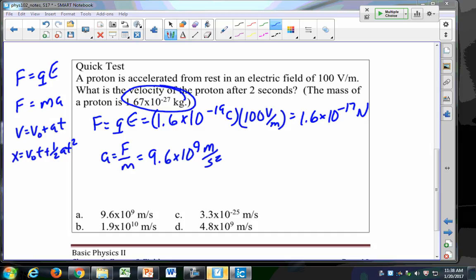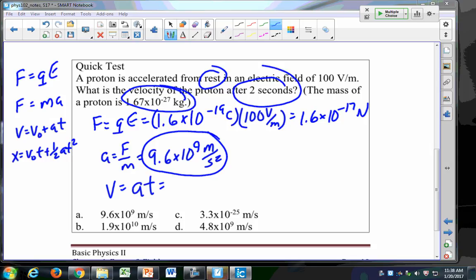And then I find the velocity, which is what I'm asking for. v naught is 0, and so it's just a times t, which is this acceleration times this time, which is b. 1.9 times 10 to the 10.